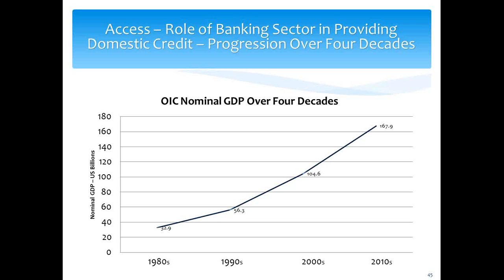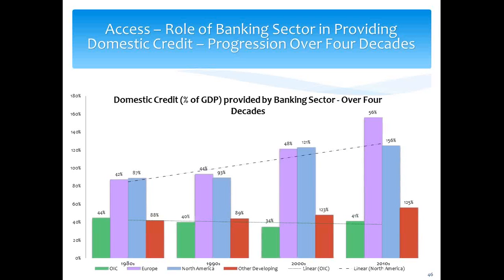However, when we look at the next slide, we see that this table tells us a very different story, sort of a different viewpoint. This is a breakout of domestic credit as a percentage of GDP, which is provided by the banking sector over the past 4 decades for all the regions. This shows that the development of the banking sector has grown significantly in Europe and North America, thereby attracting capital and investment. Domestic credit for OIC countries has grown due to increasing nominal GDP, but has otherwise remained stagnant and has, in fact, fallen slightly behind 1980 levels.